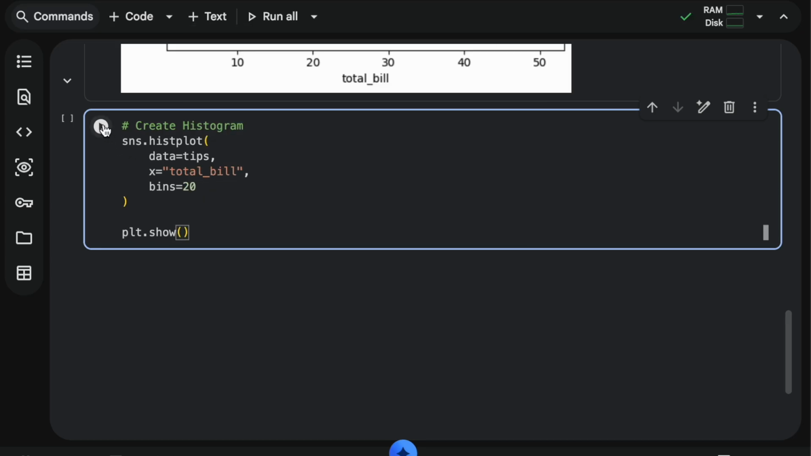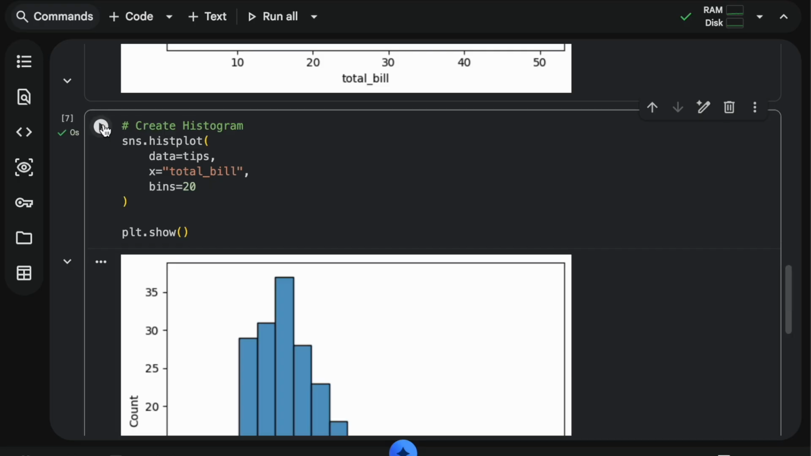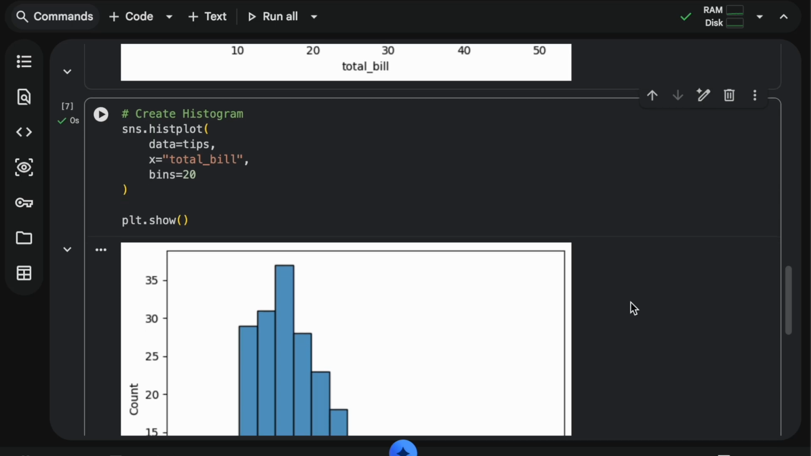Looking at the histogram, we can see that most of the total bills are concentrated in the lower range, roughly between $10 and $20. This indicates that the majority of customers tend to spend modest amounts, while fewer customers have very large bills. The distribution is right skewed, meaning there are some higher bills, but they are much less frequent compared to the smaller amounts.